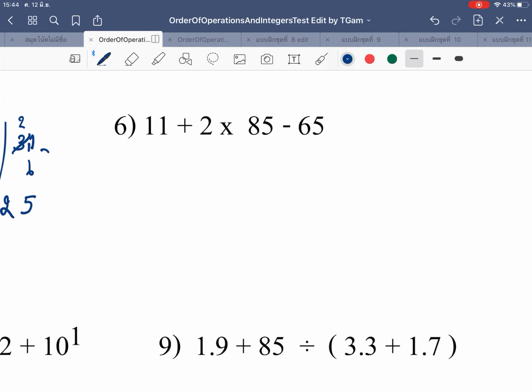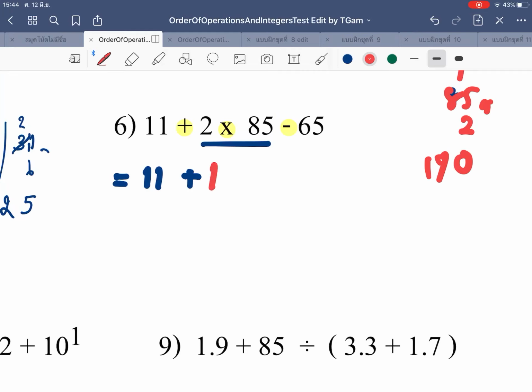Then we can go to number 6. In number 6 we have addition, multiplication and subtraction. So where do we start? You have to start from multiplication. You just take 85 times 2. 5 times 2 is 10, carry 1. 8 times 2 is 16, add 1, 17. So 170 minus 65, then you can do left to right, okay?